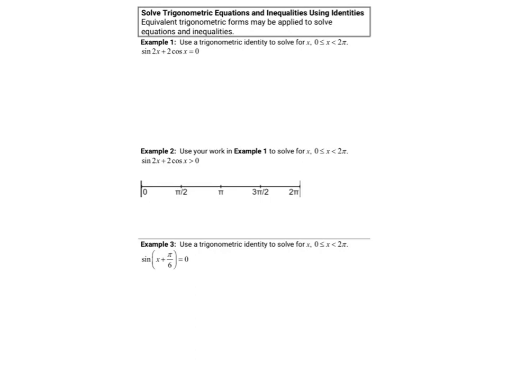It says use a trigonometric identity to solve for x. So right here we have sine of 2x, and that should trigger a thought: 2 sine theta cosine theta. So let's replace that sine of 2x with 2 sine x cosine x plus 2 cosine x equal to 0.